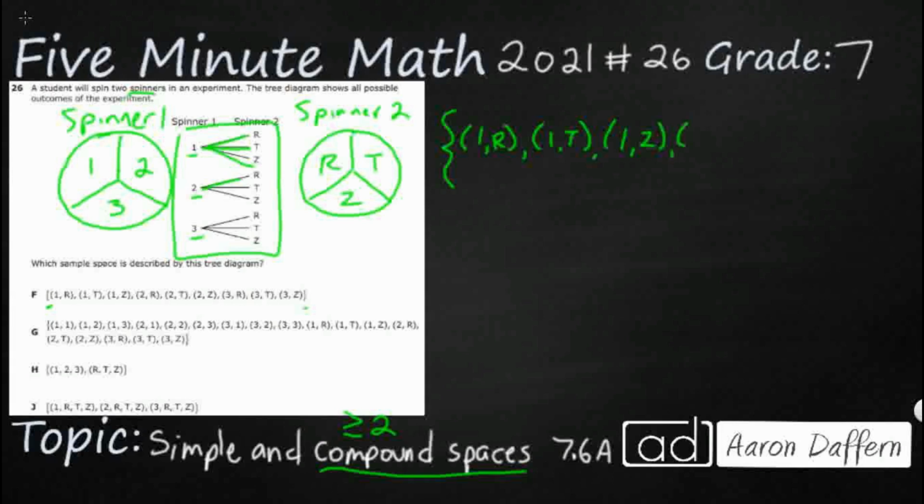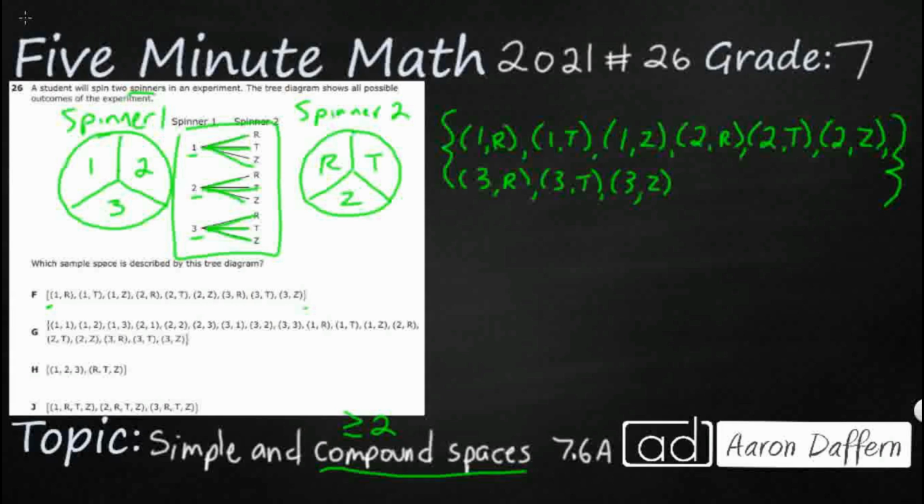So I've got 2R, and then I've got 2T, and go ahead and just keep it in order. There's no need to mix things up. This pattern is very important. 2Z. I'm going to keep going on to the next line. Then I've got a 3R, a 3T, and then a 3Z. So I'm just walking my way down this tree diagram that they were so kind to give us. So that's it. And then we close it with another curly brace.